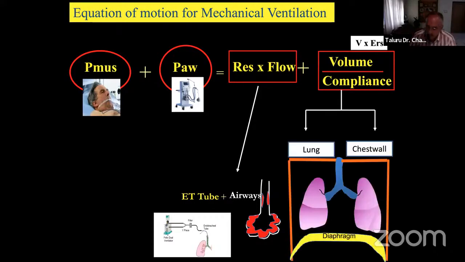And when we talk of compliance, I have said two things we have to compare: the lung and the chest wall. Sometimes the peak pressures go up and plateau pressures go up. As I've shown in the last lecture, they are in series, so the contribution can be from one component, either the lung or the chest wall, or from both.